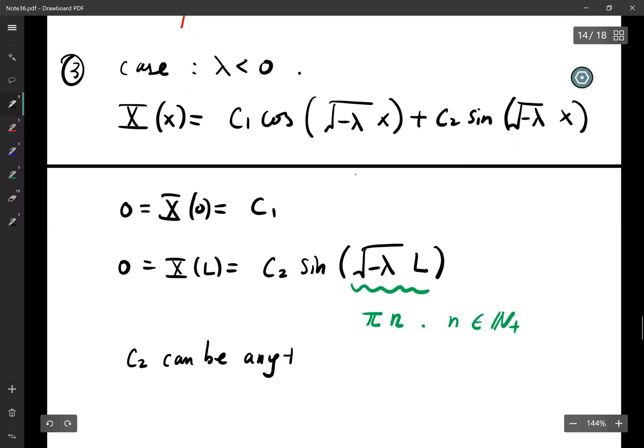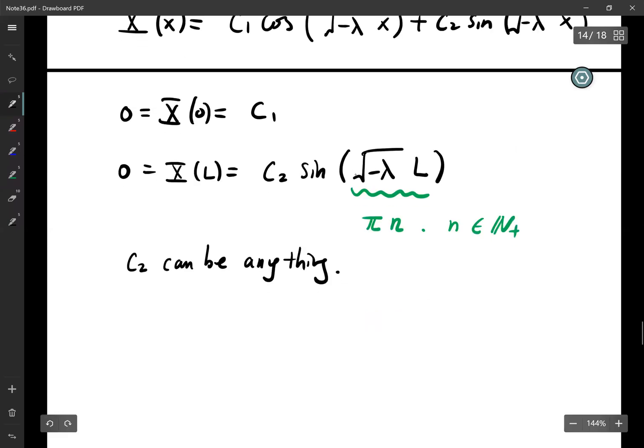If C2 can be anything, in particular, we can take C2 to be 1, then this sine function indeed satisfies the solution. And you see, these eigenvalues, it's not like you give me any lambda, there's going to be a solution, but for some particular negative lambda, indeed, there could be a solution. So labeled by this n, we find that square root of minus lambda n equals pi n over L.